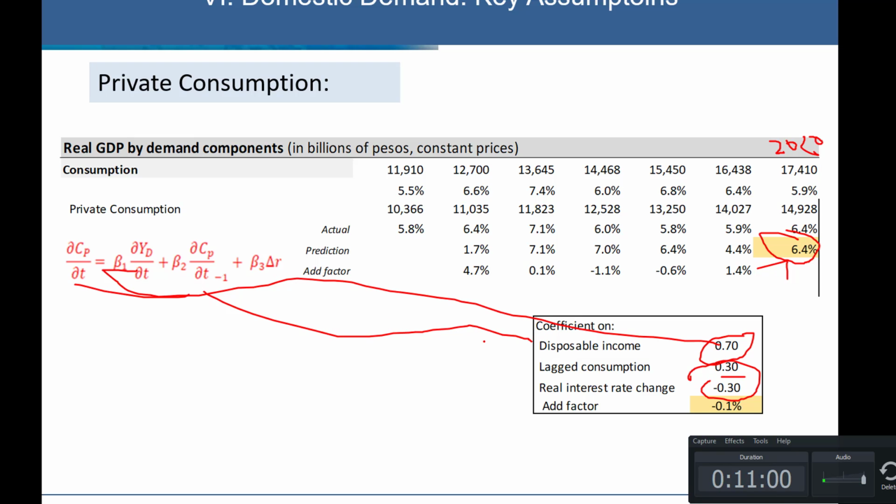Now, we also mentioned that we don't want to be straitjacketed by these equations, because sometimes we believe that there are going to be other factors. For example, consumer confidence, past debt, just fears or exuberance, and we're going to want to add that in to our forecast. Here we have an add factor of minus 0.1%, which means that we believe that consumption is going to be even a little lower than our equation would have told us. Why? Once again, it's because we know some other stuff.